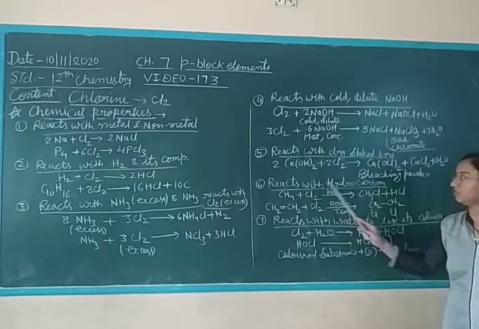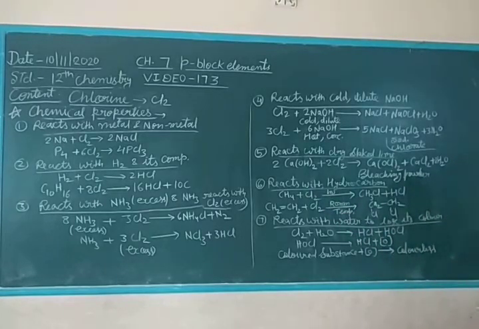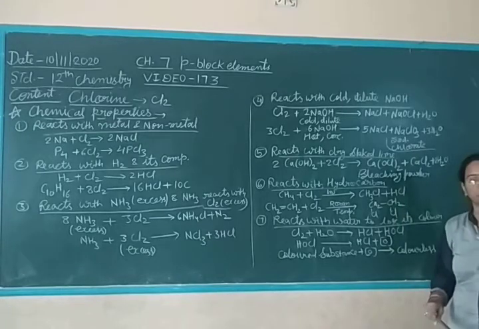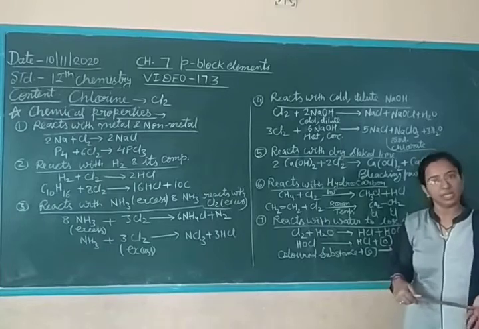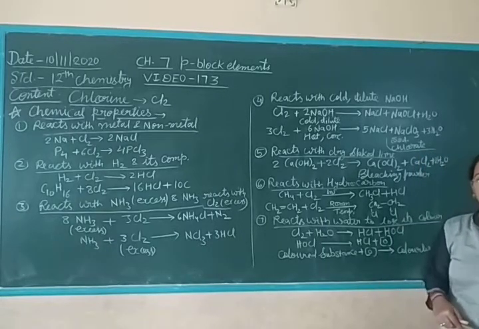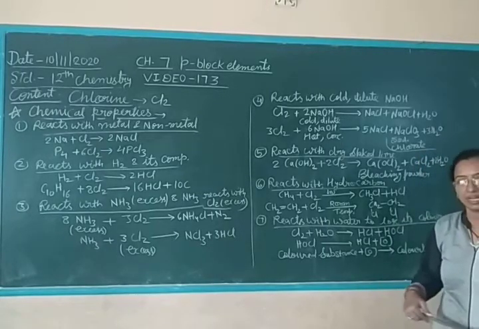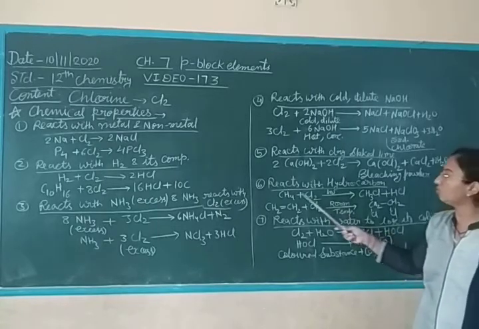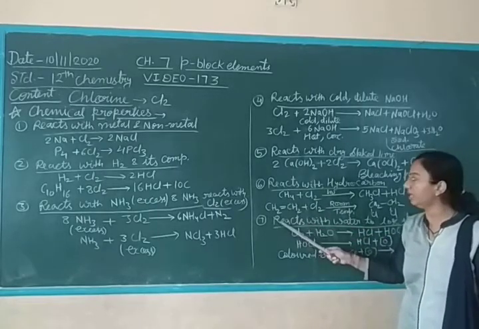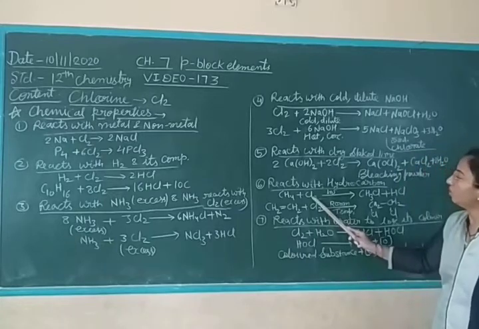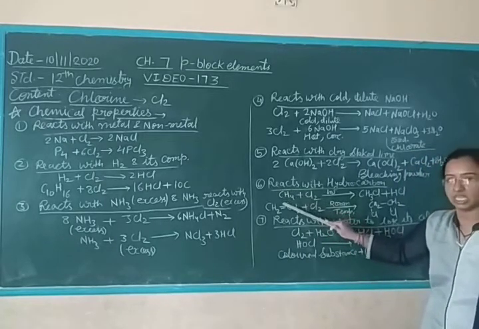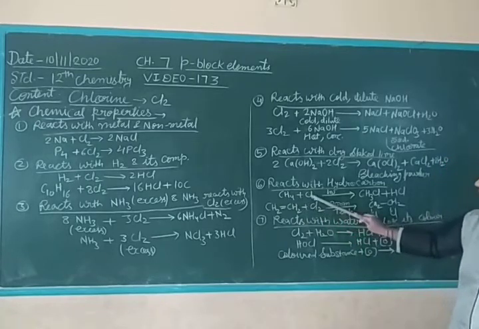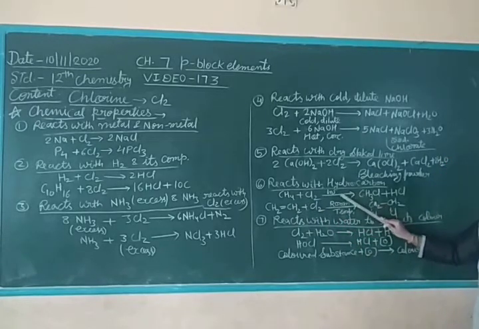Then reaction with hydrocarbons. You already know about two types of hydrocarbon, saturated and unsaturated. Saturated are alkanes, and unsaturated have a double bond or triple bond, alkenes and alkynes. Chlorine reacts with both saturated and unsaturated. Chlorine reacts with saturated alkanes, and the first alkane is CH4, methane. Methane reacts with chlorine, but this reaction occurs in the presence of light, sunlight.